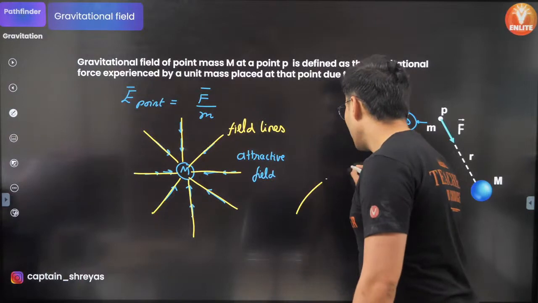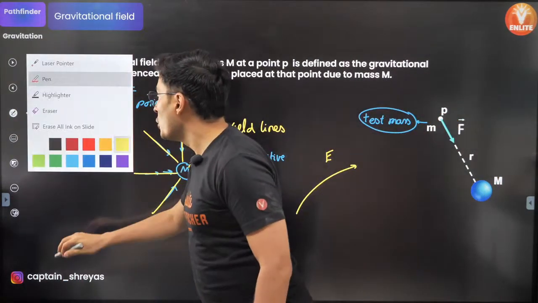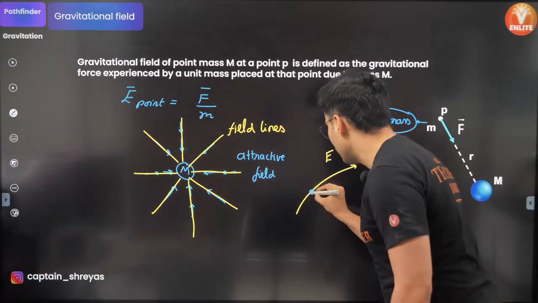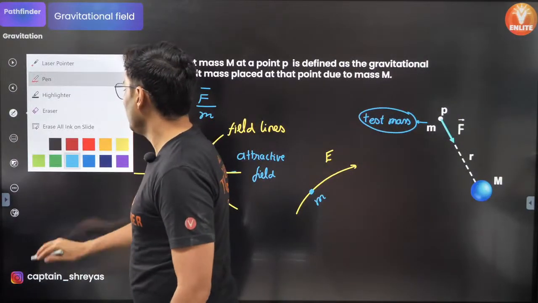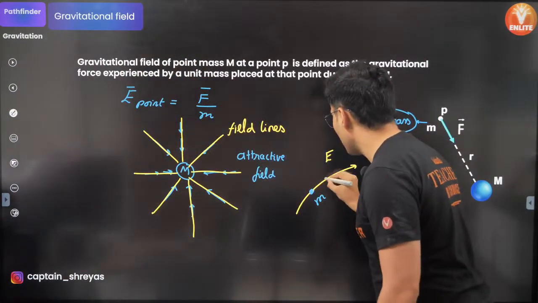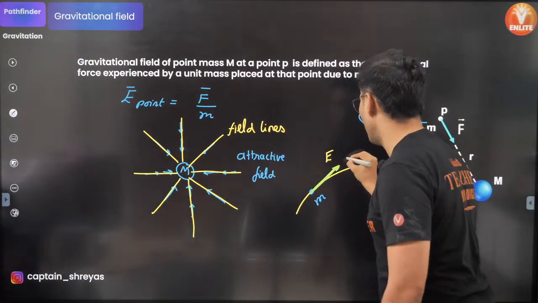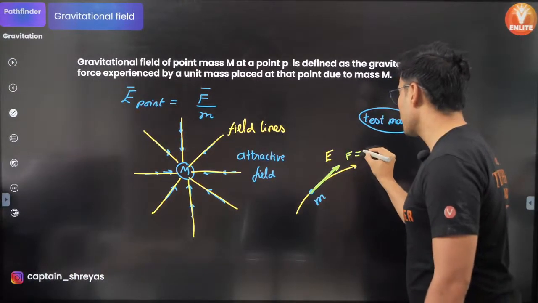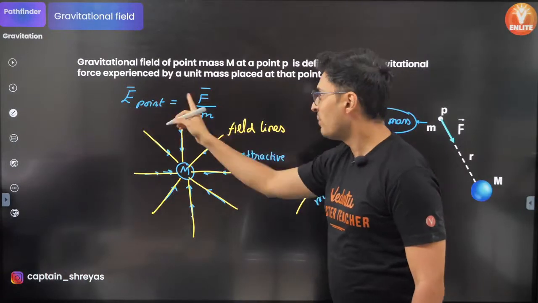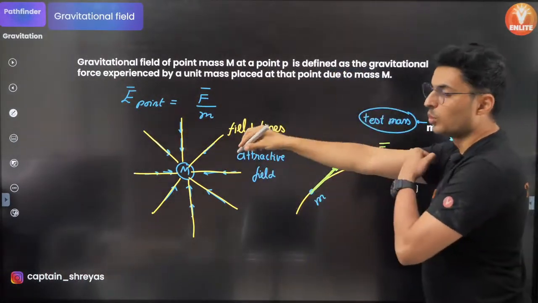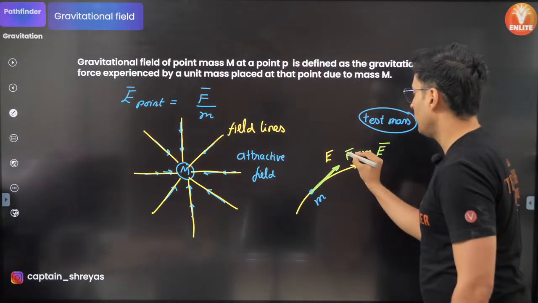For example, if there is a gravitational field, let's say E, and you place a mass at this point, then this mass will for sure experience a force along the tangent. That force will be the mass times the field. Keep this in mind. Mass into field is the force. It works both ways. You can calculate field or you can also calculate the force acting on a mass.